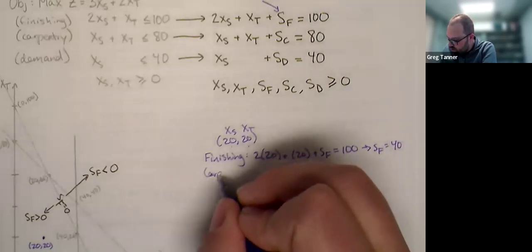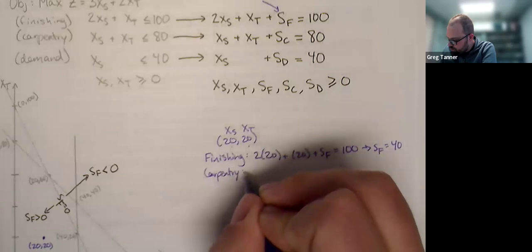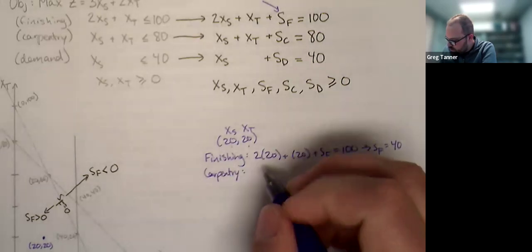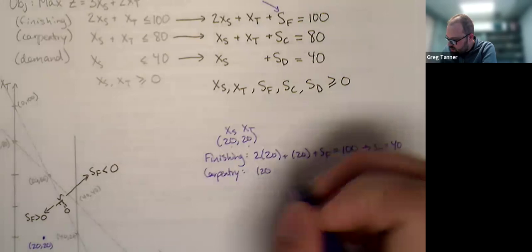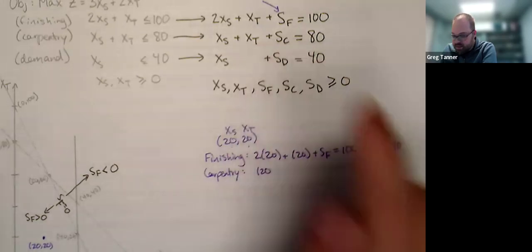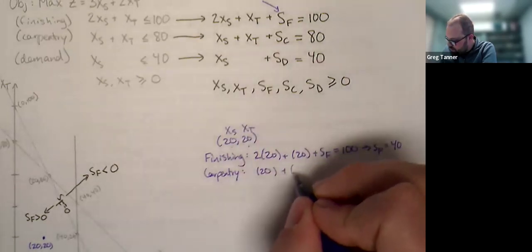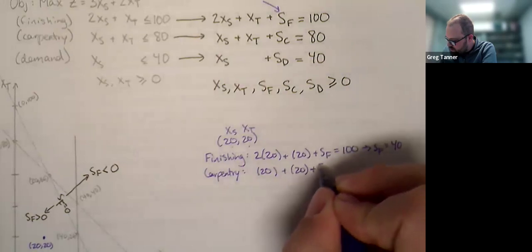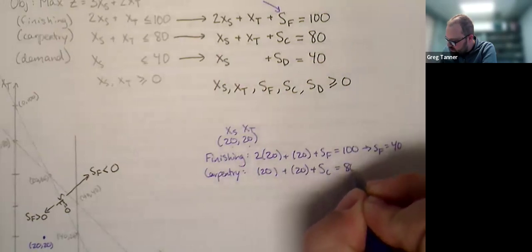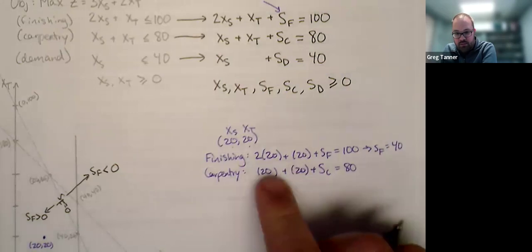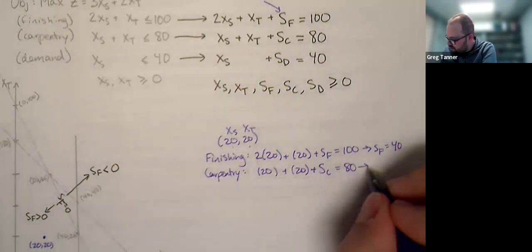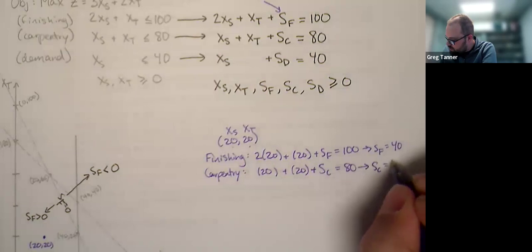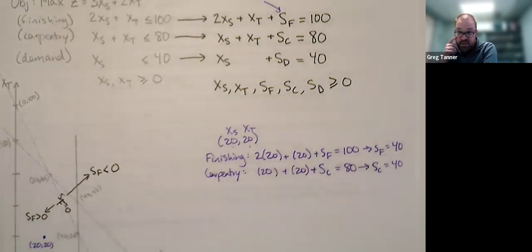If we look at carpentry, we've got XS plus XT plus SC, so 20 plus 20 plus SC equals 80. 20 plus 20 is 40. I'm going to subtract those over the other side, and SC is also equal to 40. And so if we make 20 soldiers and 20 trains, we've got 20 spare units of carpentry labor.